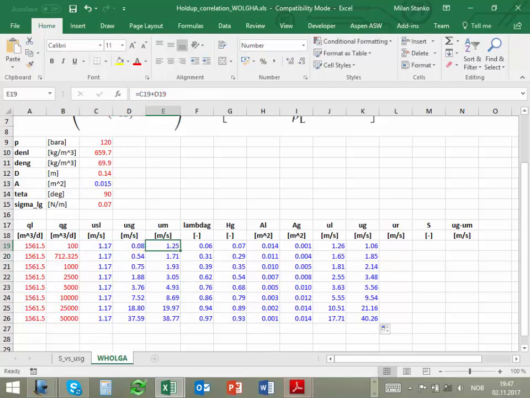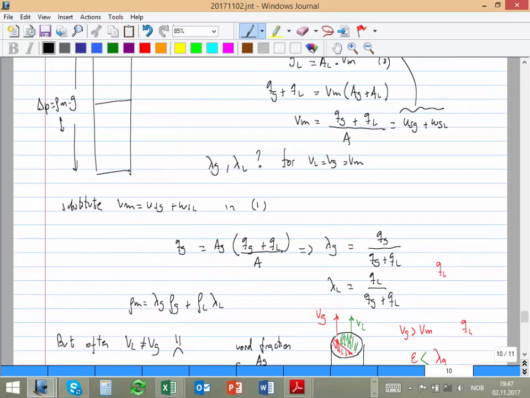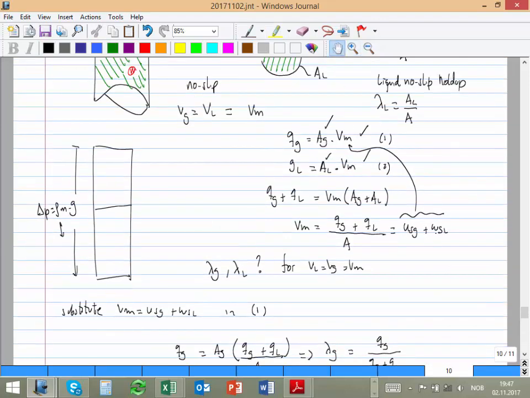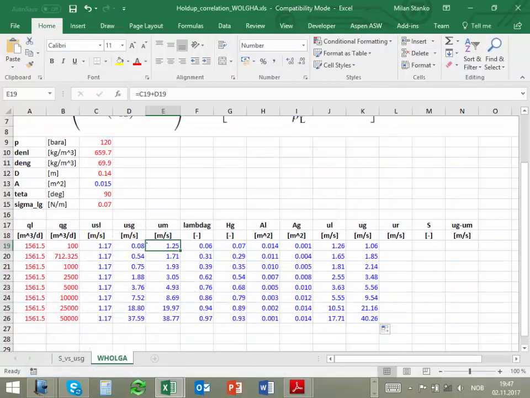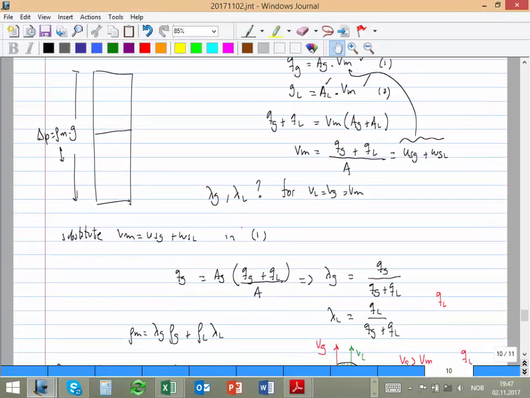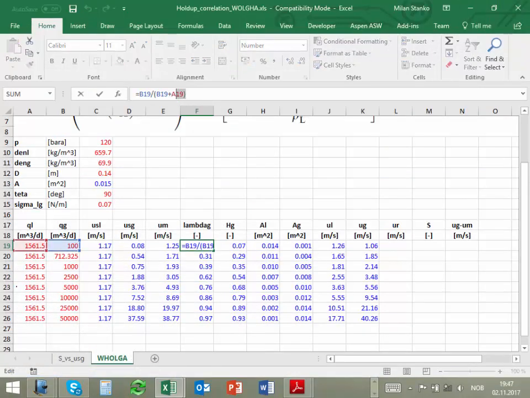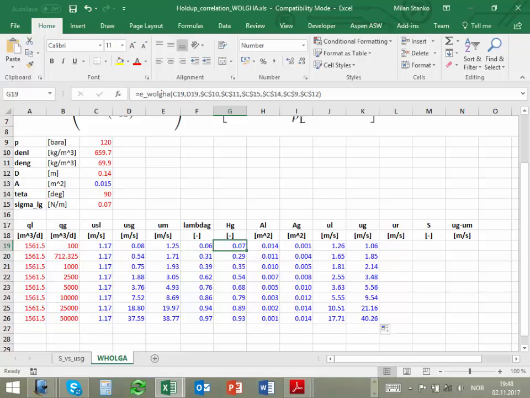Now the velocity of the mixture, by definition, is the sum of the superficial velocity of the gas plus the superficial velocity of the liquid. Now, this lambda is the non-slip void fraction, lambda G, and it is the volume rate of gas divided by the total volume rate. So I calculated here the volume rate of gas divided by the volume rate of gas plus the volume rate of liquid. Now, here I use this correlation with these 8 parameters, 1, 2, 3, 4, 5, 6, 7, 8. I hope I didn't make any mistake here.